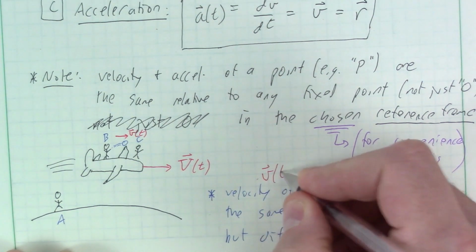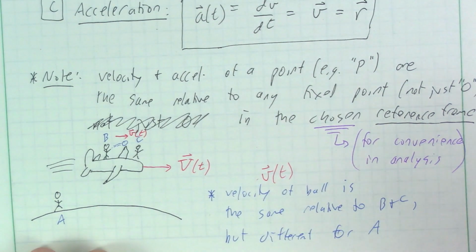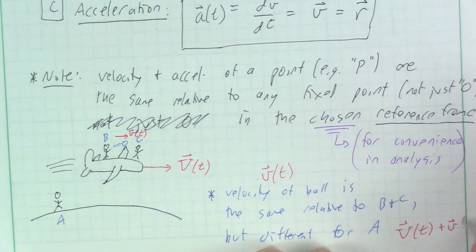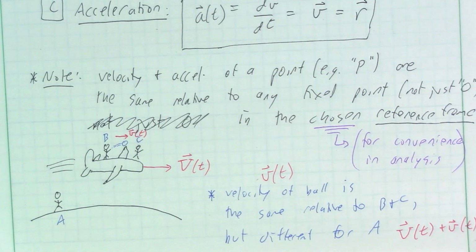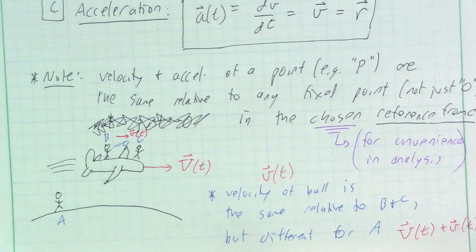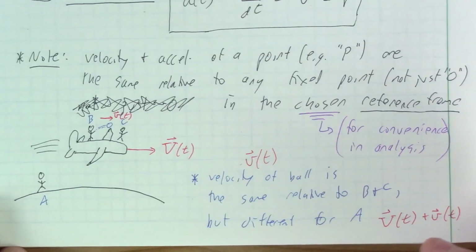So this velocity of the ball with respect to B and C is lowercase v of t, and down here for A it is going to be this movement of the plane's reference frame plus that one. Okay, so that's an important distinction here, and that's going to be the same for acceleration as well, right? Because it itself is a time derivative.